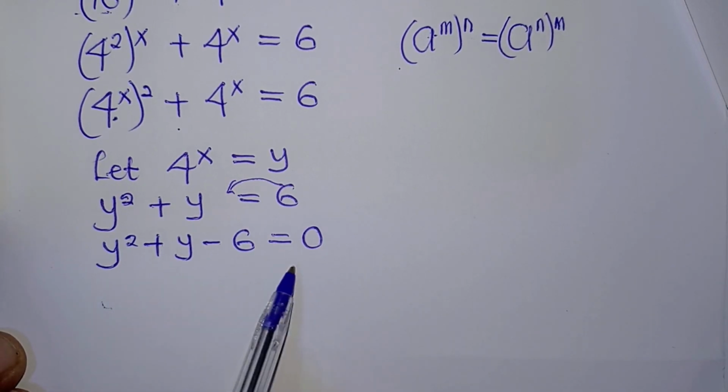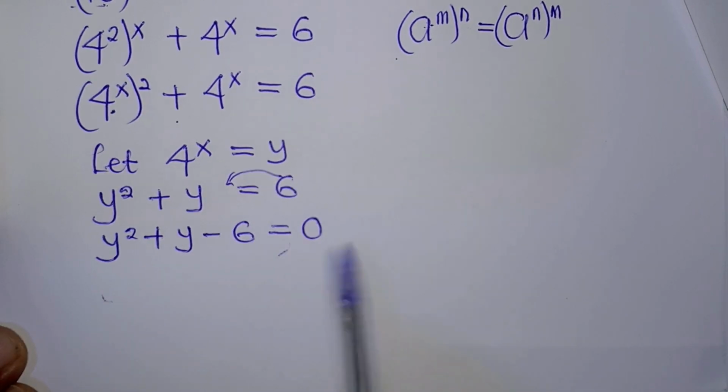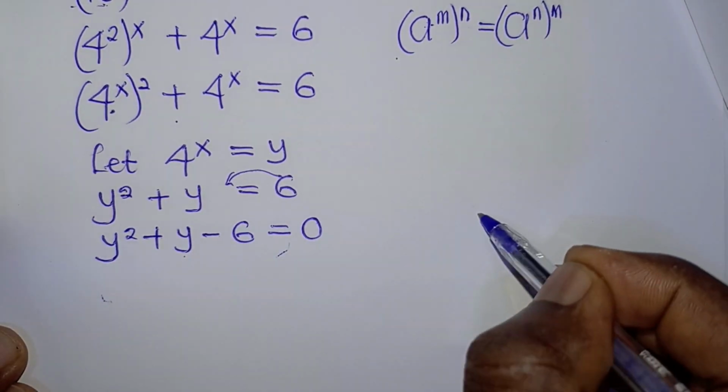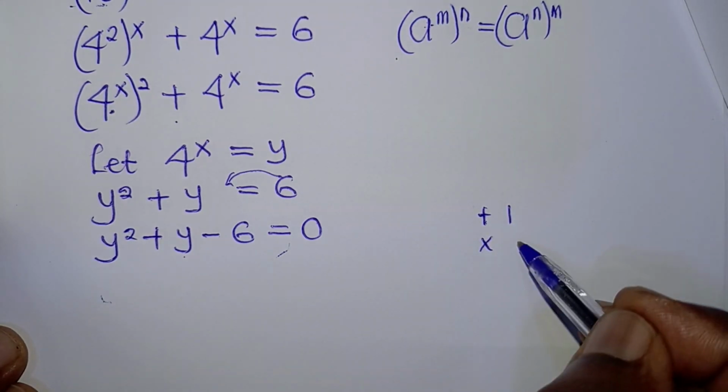So this is a quadratic equation, so we need to factorize it. We can use the factor method. We want to find two numbers that, when you add them, the sum gives us 1, and the product of the same two numbers gives us what?